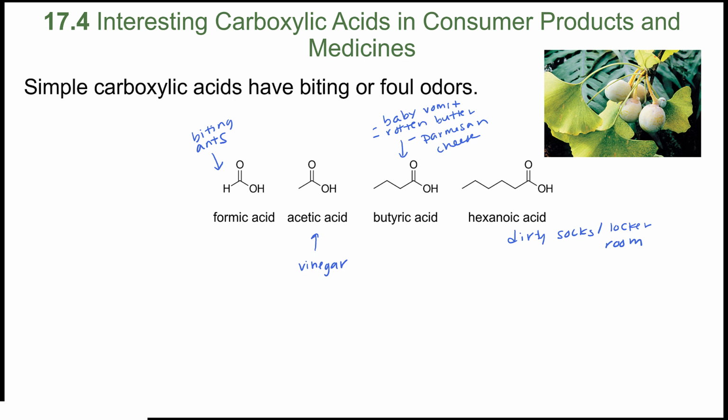So the common name for hexanoic acid is caproic acid, and this is derived from the Latin word caper, which means goat. These ginkgo trees have been around for 280 million years. Their extracts have been used in China, Japan, and India for medication as well as for cooking.